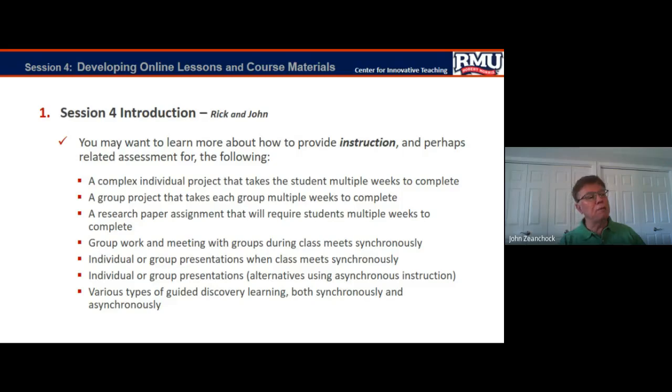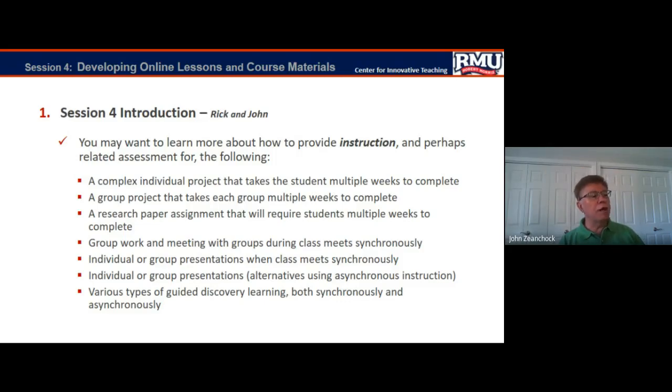A research paper assignment that will require students multiple weeks to complete. In other words, how can you provide them feedback along the way, even though you're not necessarily in a face-to-face class as they make their way through writing a paper. You don't want to just assign a paper at the beginning of an 8-week session, say it's due at the end of 8 weeks, and really not talk about it and facilitate their progression throughout the 8 weeks. And there are some pretty interesting ways that you can do that, and we would like to share some of those with you in a session if you're interested.